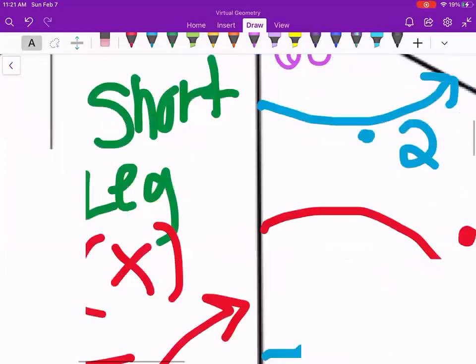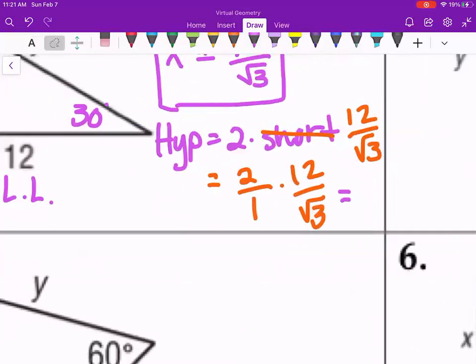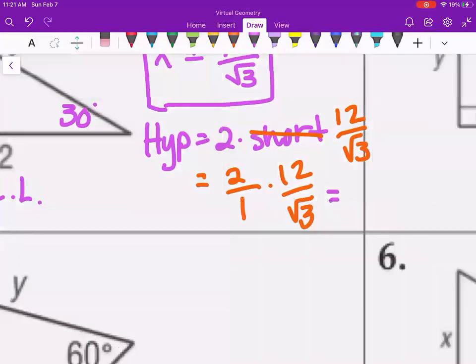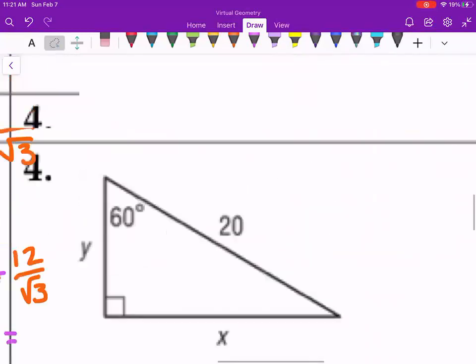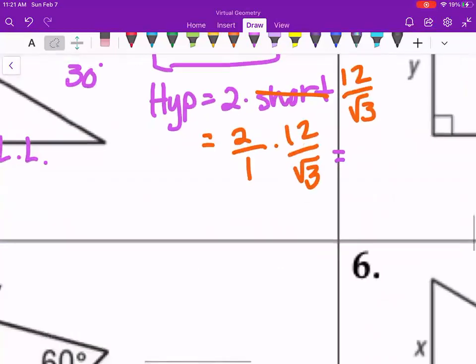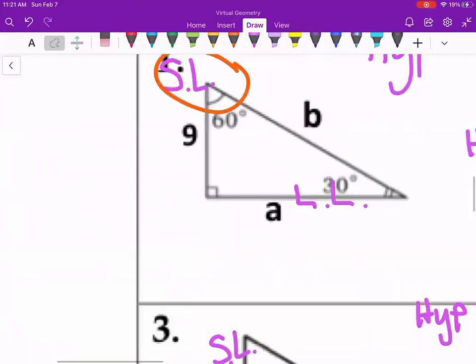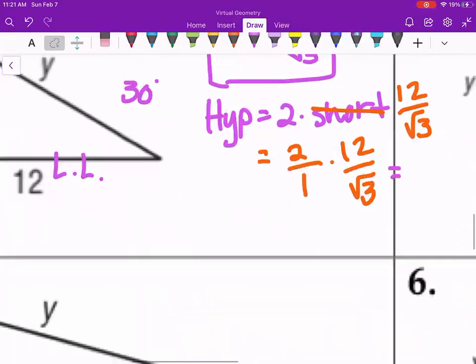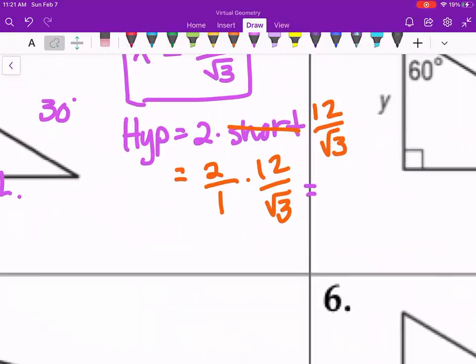Oh, it moved on me. Sorry about that. Sorry, little technical difficulty. All right. Sorry, moved it all up just a little bit.